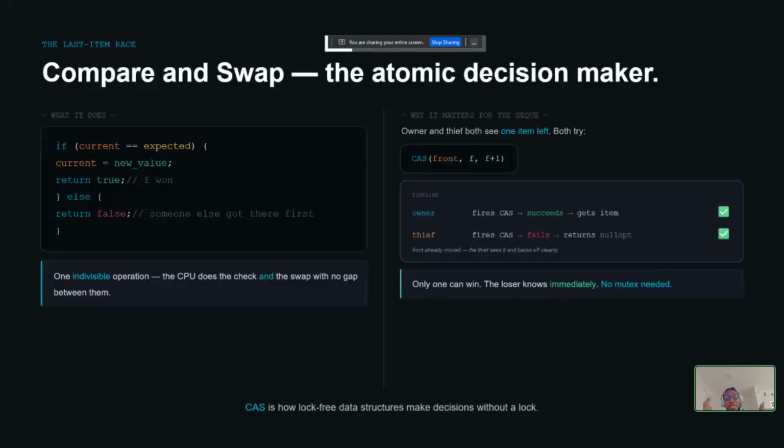So compare and swap. Let's say the last element is 5, right? And then the thief comes and he knows that the last element is supposed to be 5, and he checks, oh, the last element is 5, am I the one to change it? I have 5 here, is the last element 5?